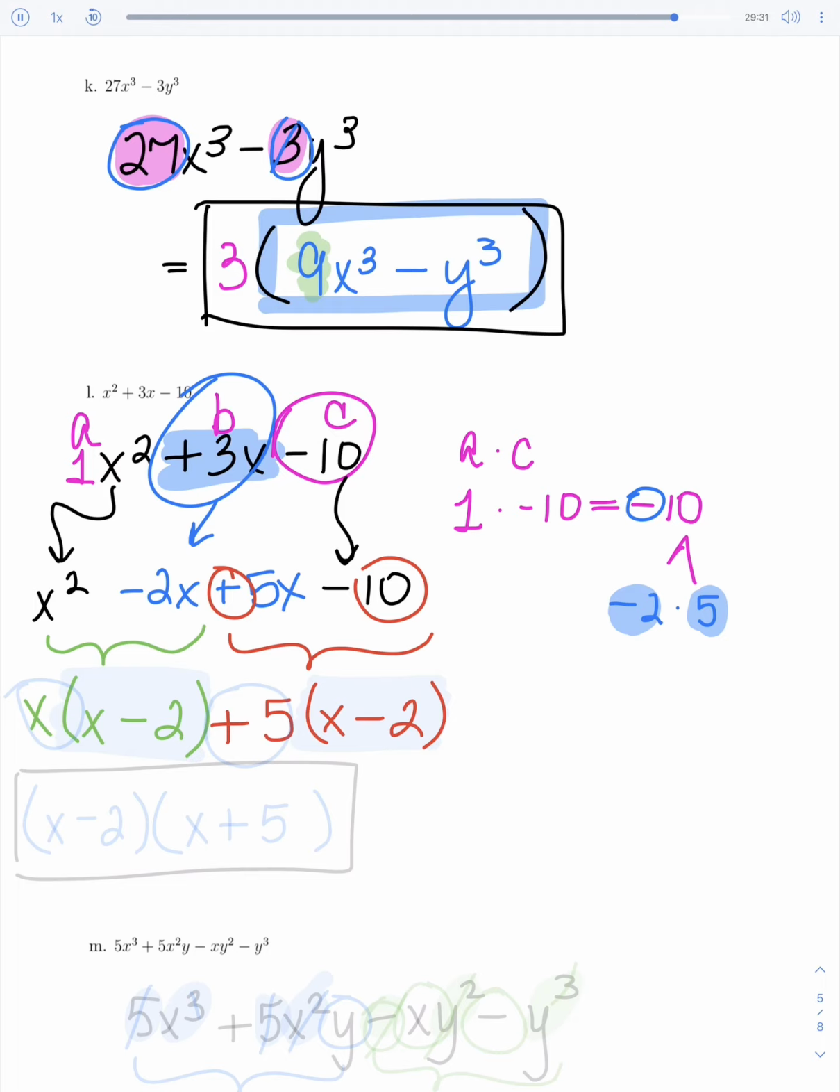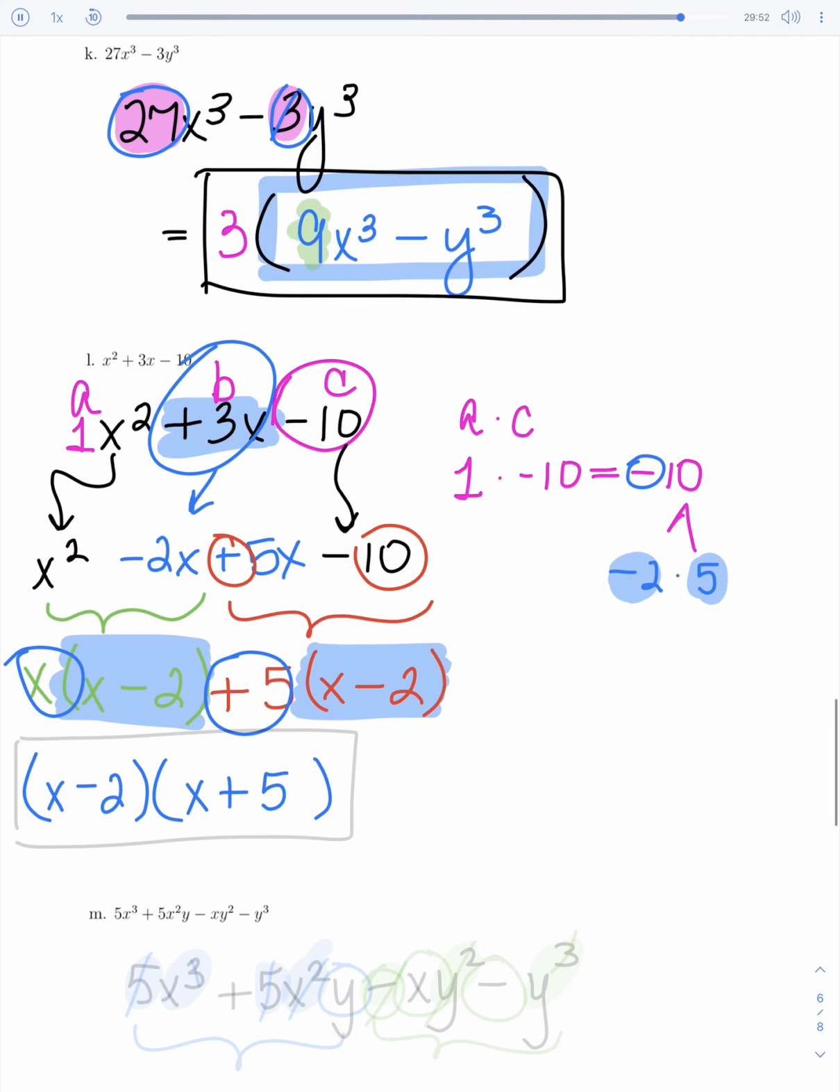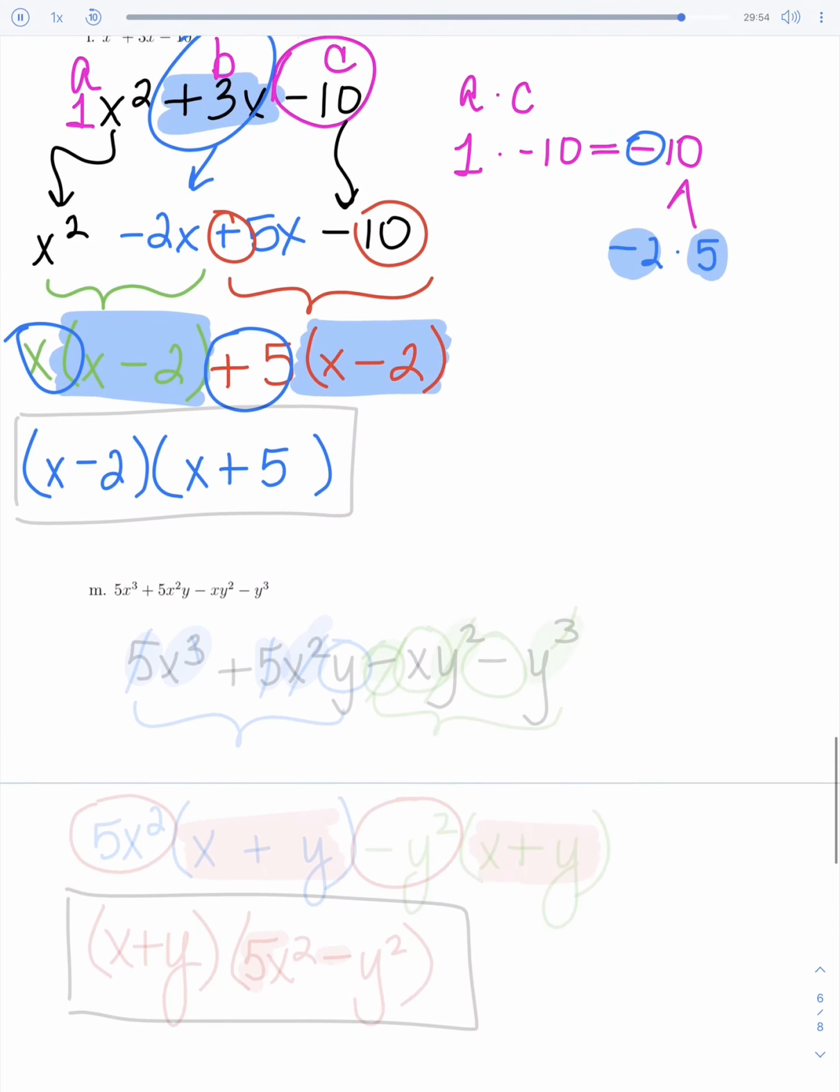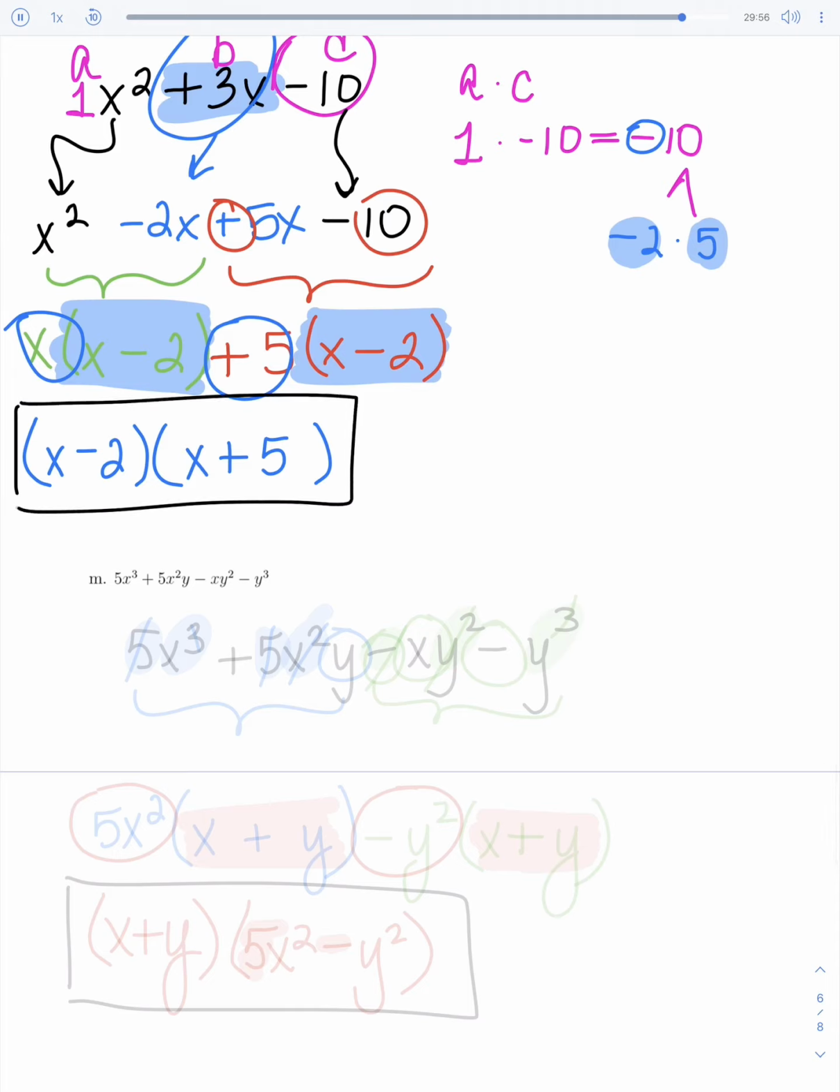Notice I am all set to go because I have my matching x minus 2, parentheses and all, so I can factor out that matching x minus 2, parentheses and all. So let's pull out the matching x minus 2. And then the leftovers will go inside of their own set of parentheses, which is an x plus 5. So my final answer for this one is an x minus 2 times an x plus 5.